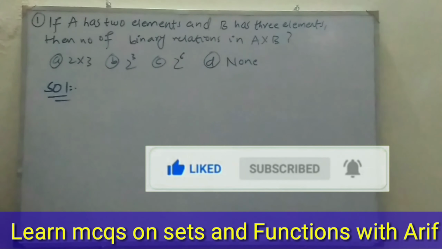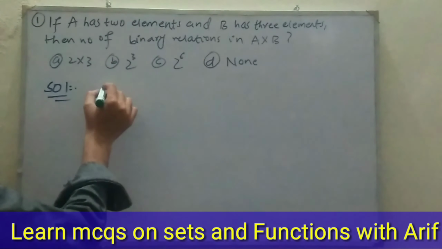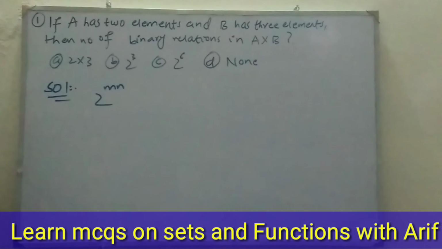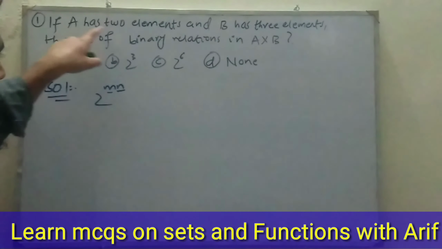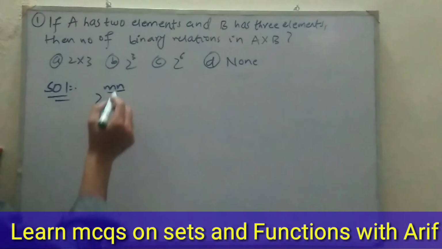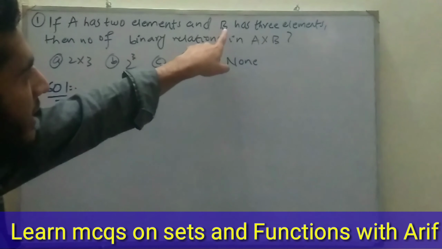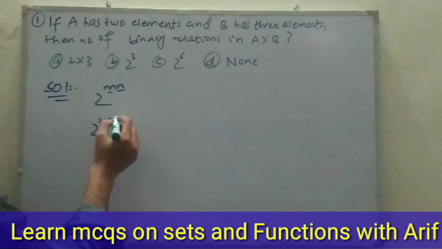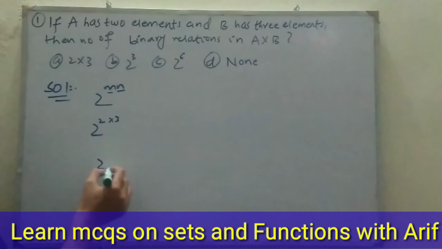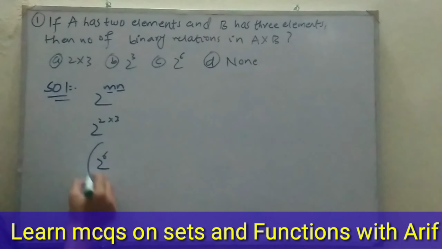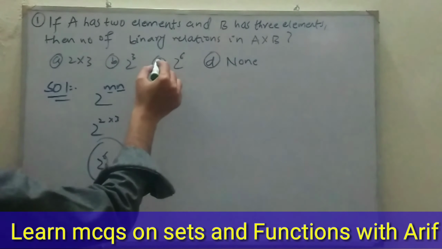For the number of binary relations we have the formula 2 power mn. m and n are multiplied with each other in the power of 2. m is the number of elements in the first set and n is the number of elements in the second set. Set A has 2 elements, so put 2 in place of m. n is the number of elements in the second set; set B has 3 elements, so put 3 here. So we get 2 power 2 multiplied by 3, which gives 2 power 6 different binary relations in A cross B. So the correct option is option C.